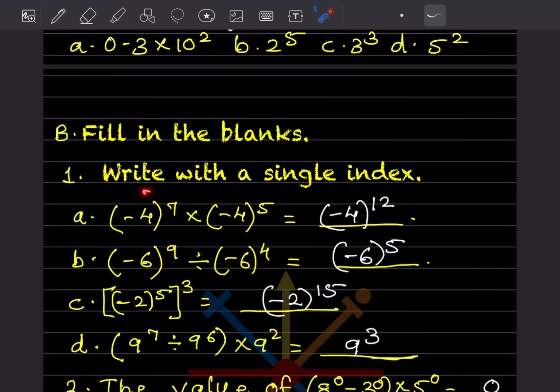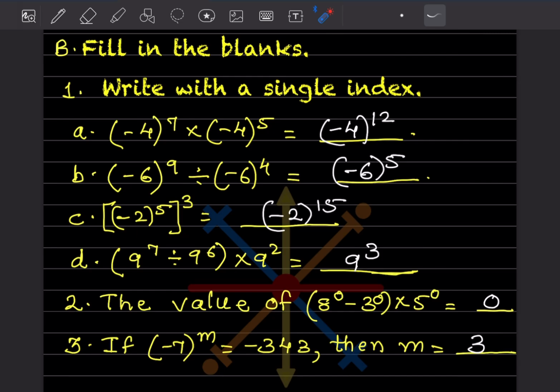Write with a single index. (-4) raised to 7 into (-4) raised to 5. The base is the same, so you are going to add the exponents, so that will be (-4) raised to 12. (-6) raised to 9 and (-6) raised to 4: because this is a division sign, you are going to subtract the exponents, so that will be 9 minus 4, that will be 5. The -2 will be as it is, and this you are going to multiply, that is going to be 15.